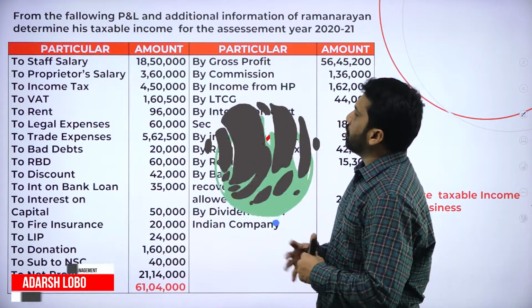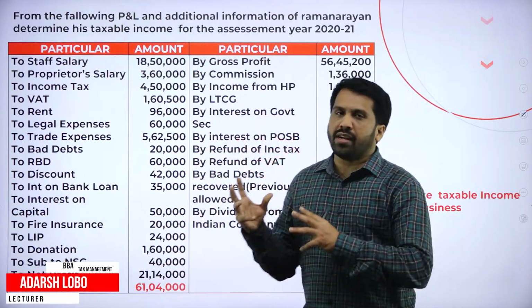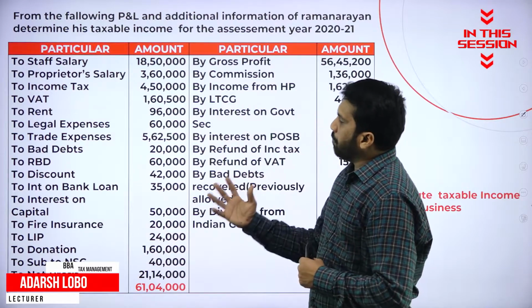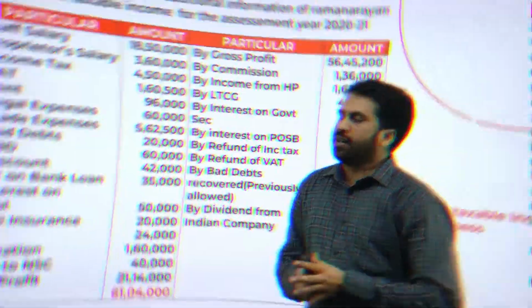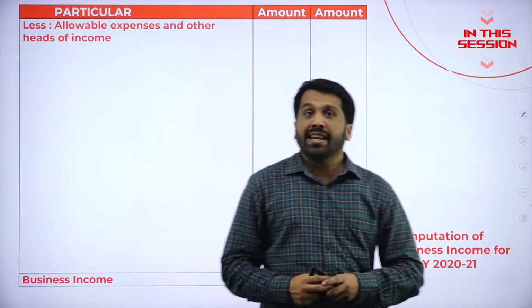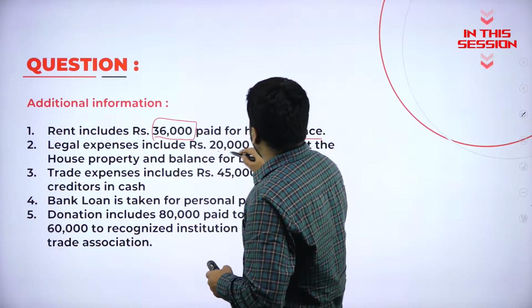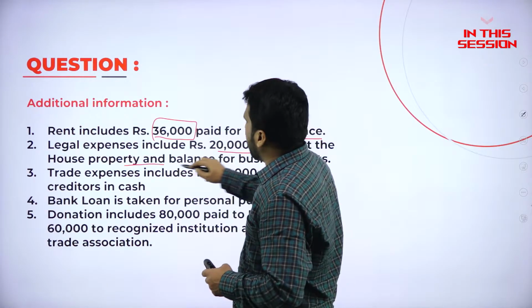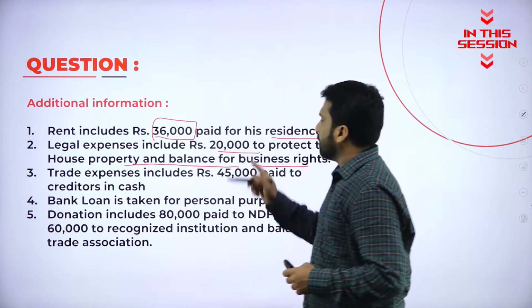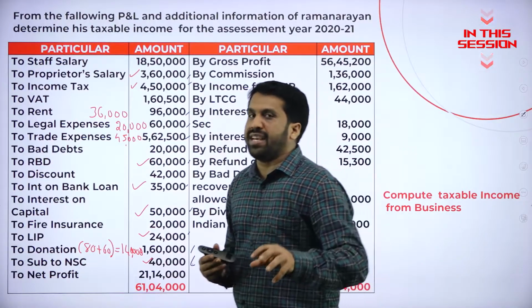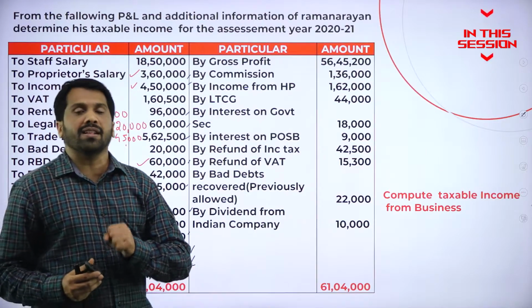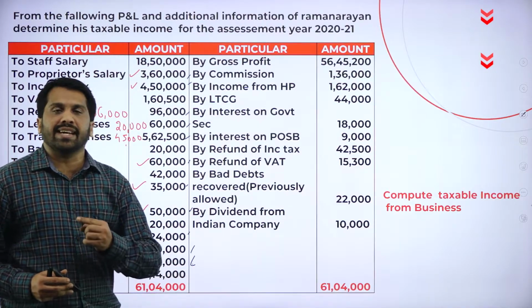So these are the information you have. It is almost a complete screen of questions, but the reason is very simple. Allowable expenses are income from other head. Legal expenses include 20,000 to protect the house property and balance for the business. Whatever 20,000 you have paid, it is to protect your house property. All your credit side of your P&L comes under allowable, or we can call it other head income.